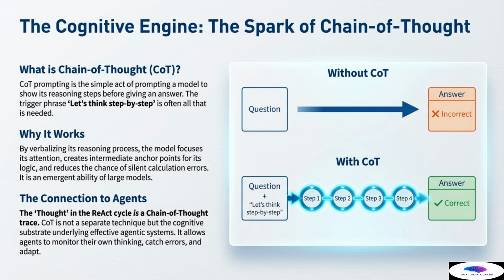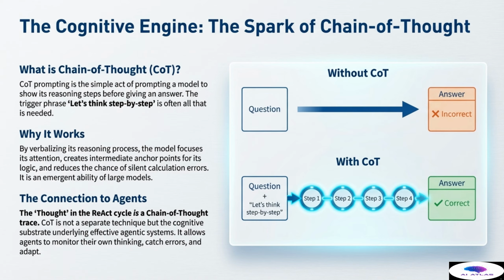By verbalizing its reasoning process, the model is compelled to focus its attention, creating intermediate anchor points for its logic. This significantly reduces the chance of silent calculation errors and dramatically improves the logical consistency and accuracy of the output. It is widely considered an emergent ability of large-scale models. The connection to agents is fundamental. The thought step in the ReAct cycle is not just any text generation. It is a chain of thought trace.